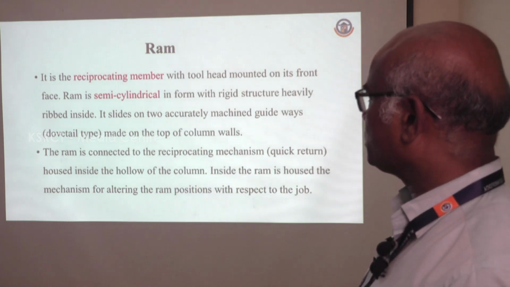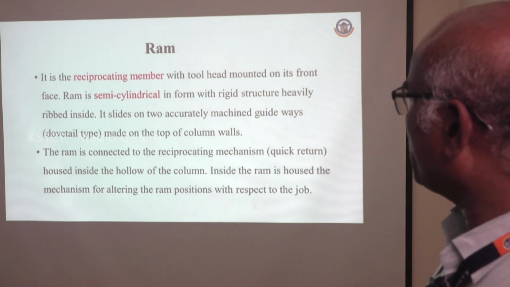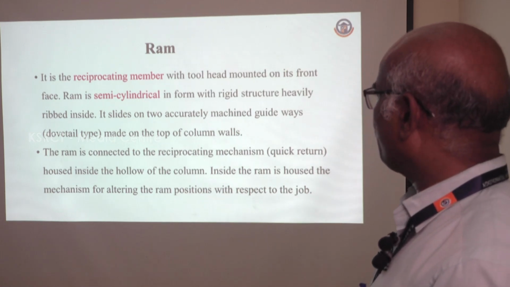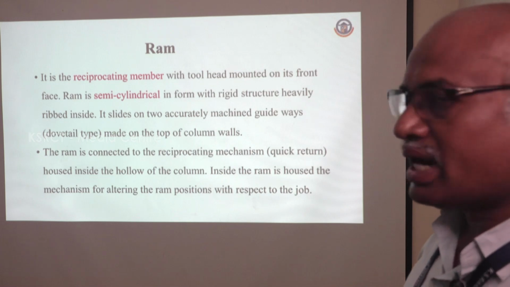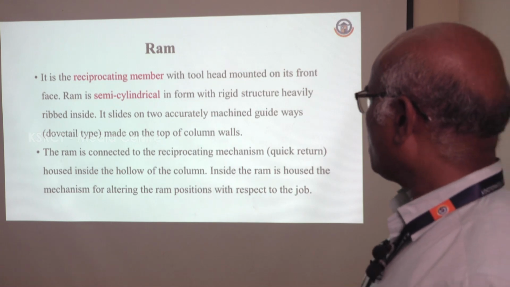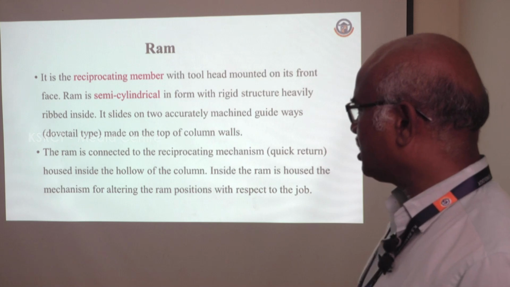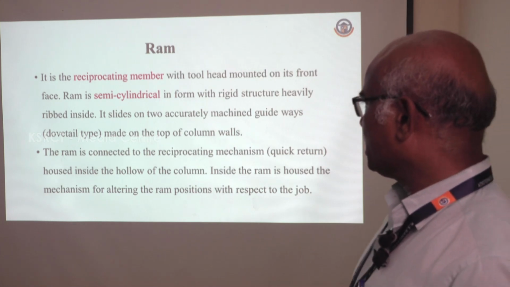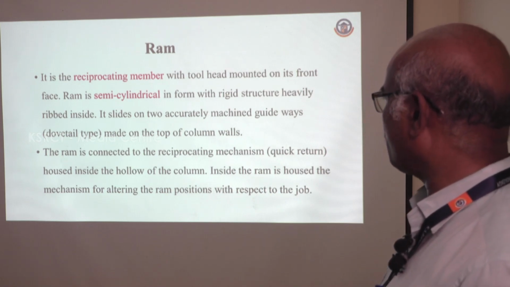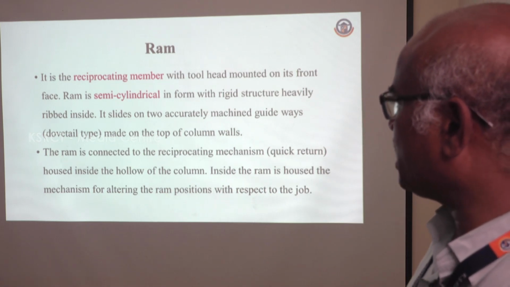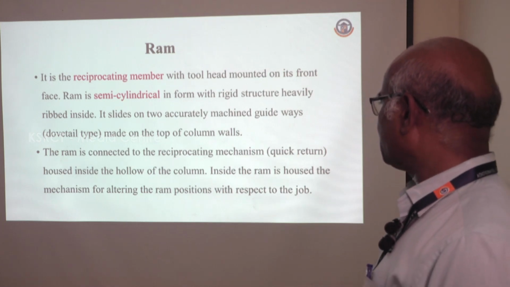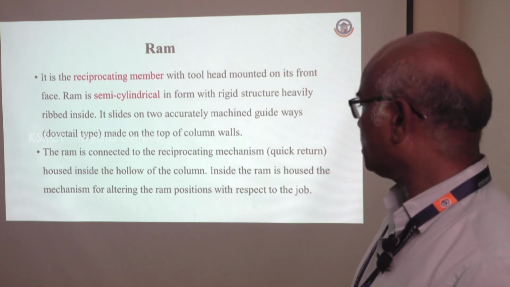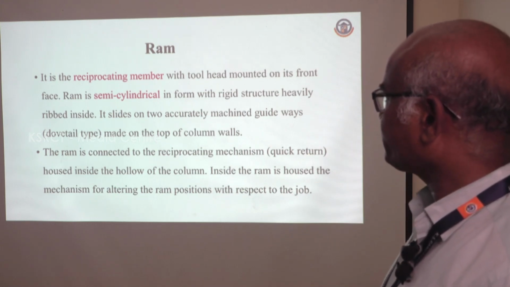Then there is the ram. The ram is the reciprocating member with the tool head mounted on the front face. A ram is semi-cylindrical in form, a rigid structure heavily ribbed inside. It sits on two accurately machined guideways of the dovetail type, made on the top of the column wall. The ram is connected to the quick return reciprocating mechanism that is housed inside the hollow of the column. Inside the ram is housed the mechanism for altering the ram position with respect to the job.